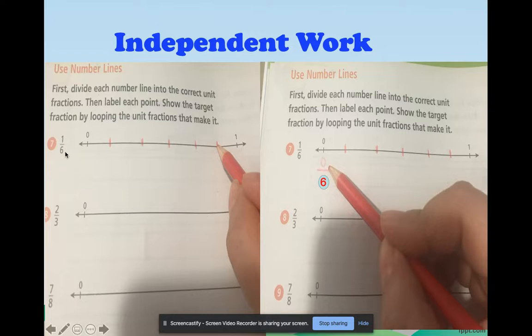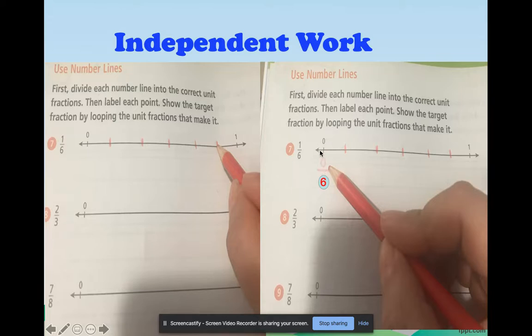For example, number 7 is asking me to show 1/6 on the number line. So what I did was I divided my whole into 6 parts because the bottom number tells me it needs to be divided by 6. So I did 1, 2, 3, 4, 5, and this one over here is going to be 6. And then I started labeling my fractions.